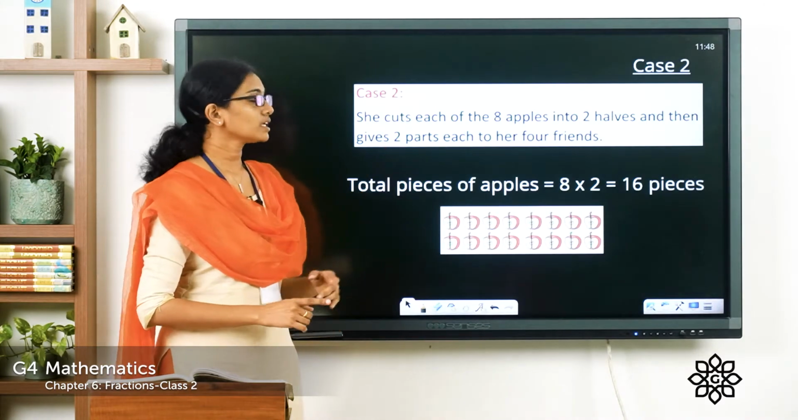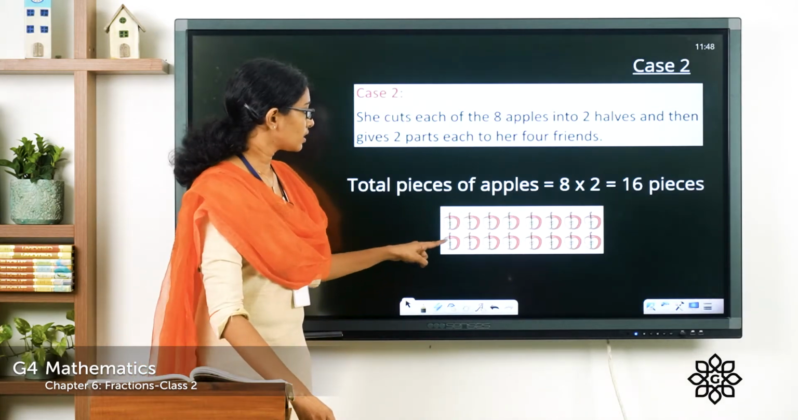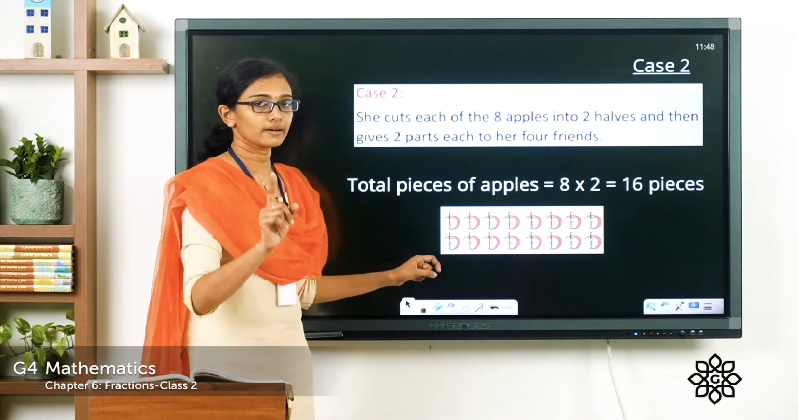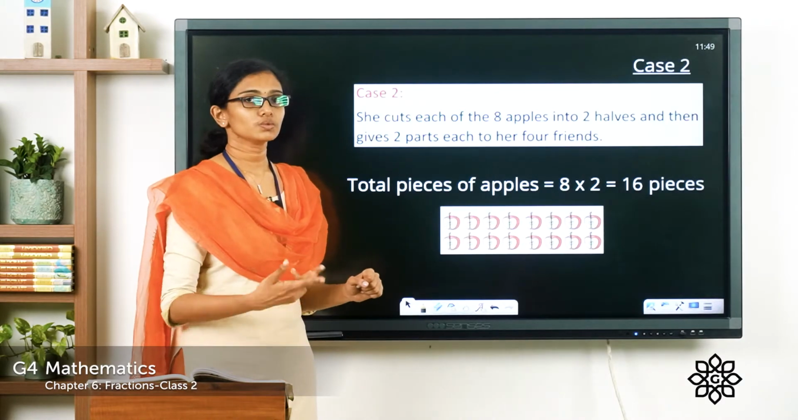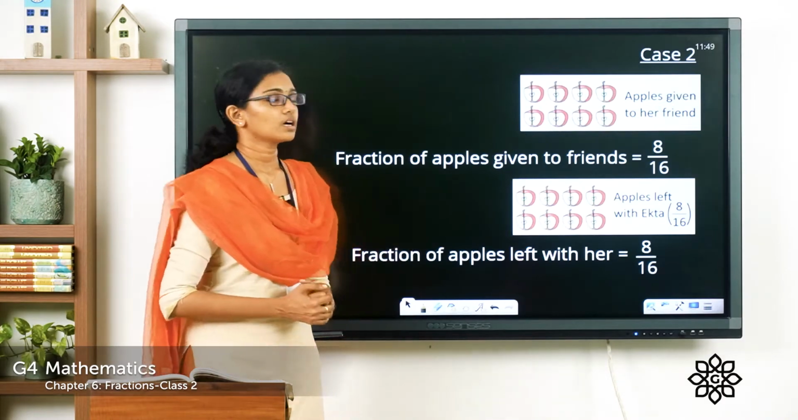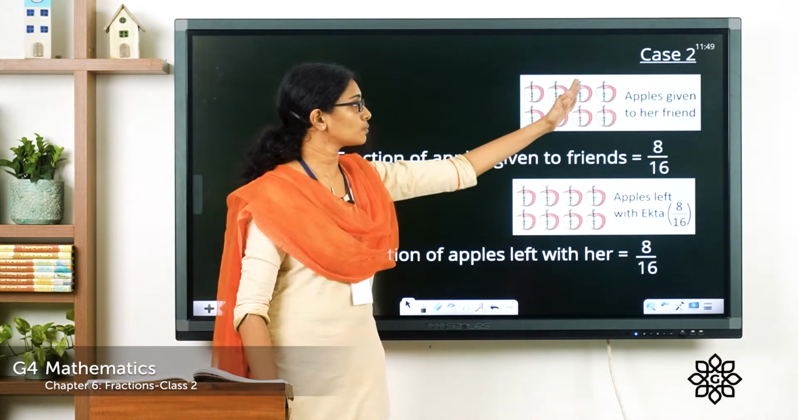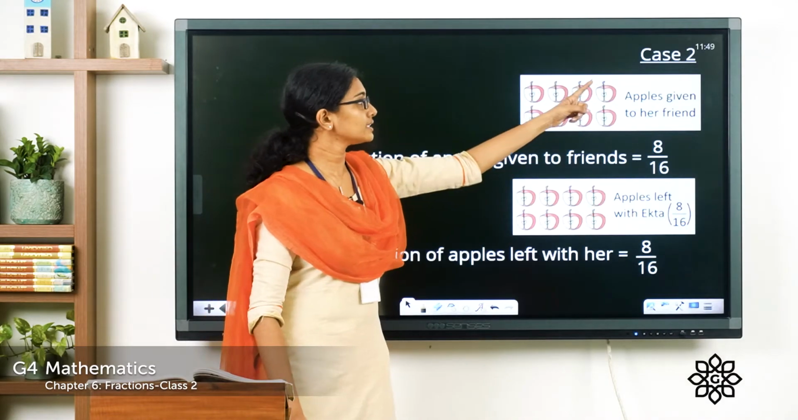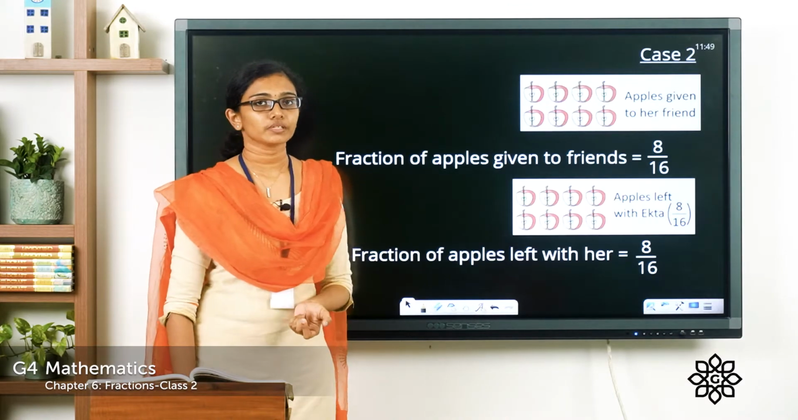And she is giving 2 parts each to each of her 4 friends. So that would be 2 parts to 1 friend, the next 2 parts to the second friend, 2 parts to the third friend, and 2 parts to the fourth friend. So the first friend gets 2 parts, the second one gets 2 parts, the third one gets 2 parts, and the fourth one also gets 2 parts or 2 halves of apples.